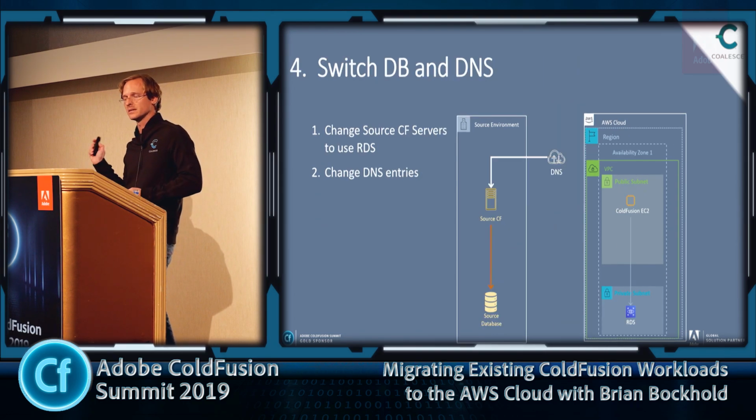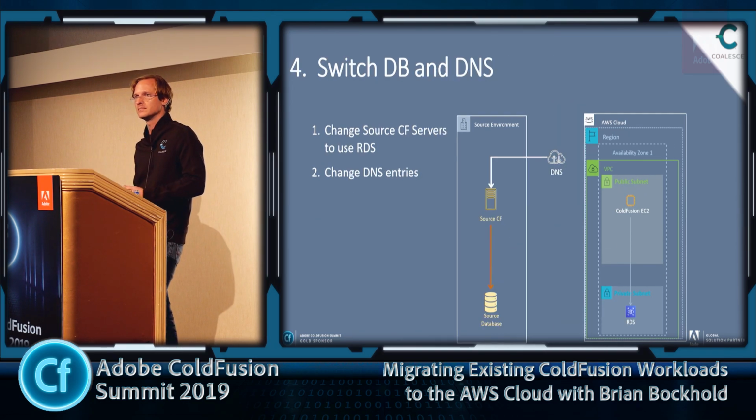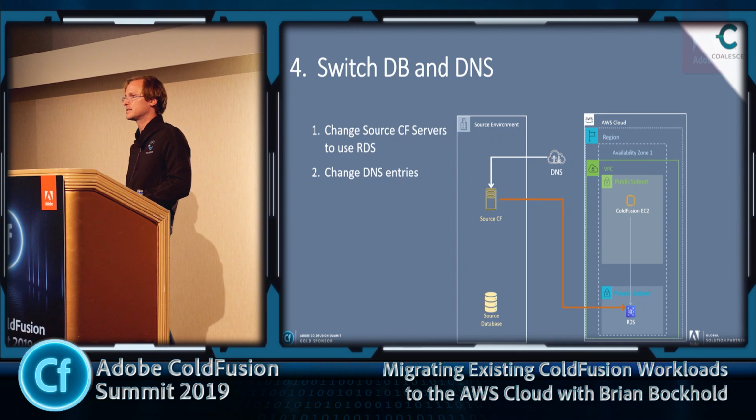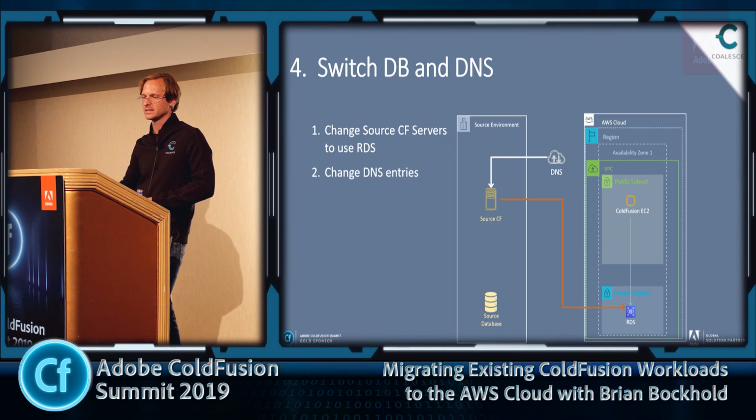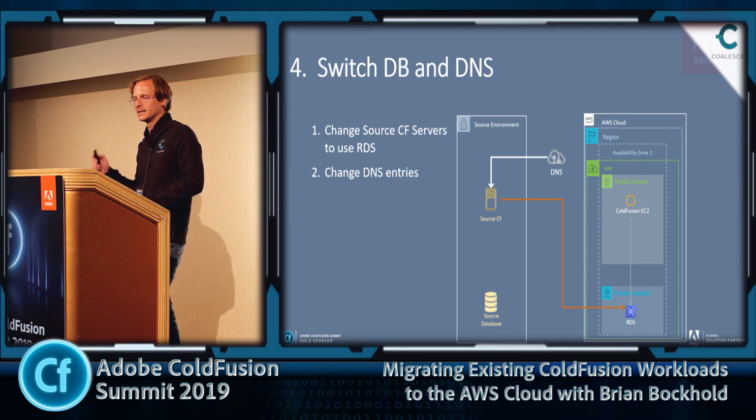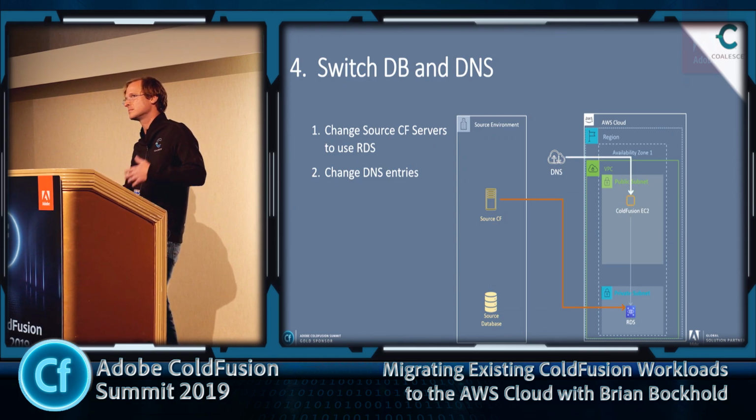So that's AWS Migration Service. And last step, switch your database and DNS service. In this case, all we're going to do is change the source ColdFusion server on the far left to point to the new database server, change your data source to the IP addresses to switch to that. And then once that's done, change your DNS server to point to the new ColdFusion server.